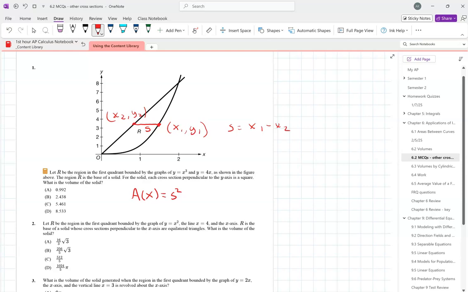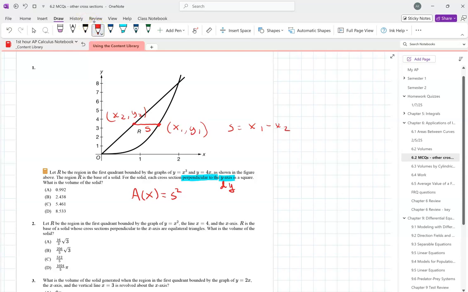So what I need to do now is represent my function, or these points x1 and x2, in terms of y's, because if the cross sections are perpendicular to the y-axis, that's what I want to be integrating along, right? Because I'm going to be doing dy's.